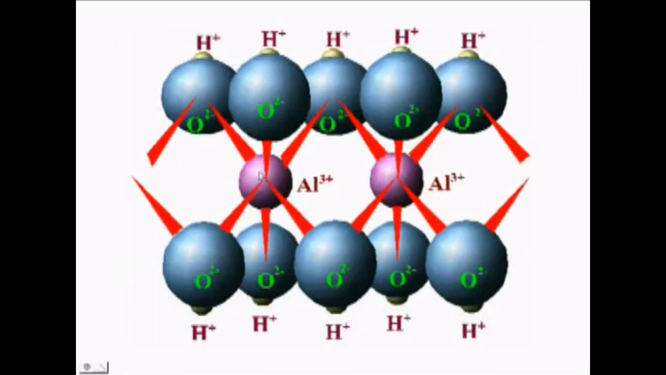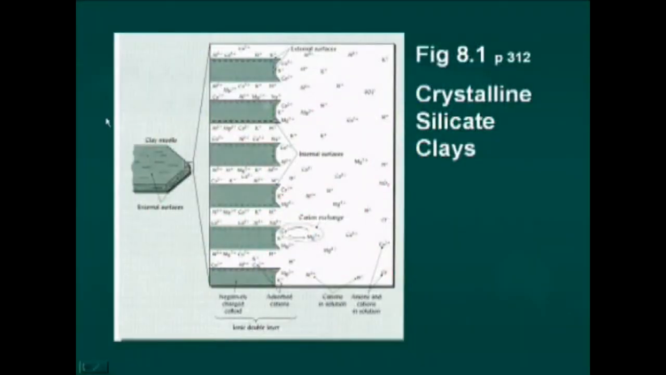We can take the aluminum octahedron, the aluminums with the 6 covalently bonded oxygens, and we can start stringing those together covalently. And thus we build an aluminum octahedral sheet. And so now we come back to this diagram here, this crystalline silicate clay, and look at these individual sheets. We have all of these individual silica sheets, and now we can see where that internal surface comes from.